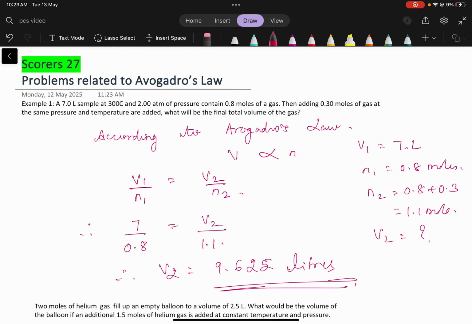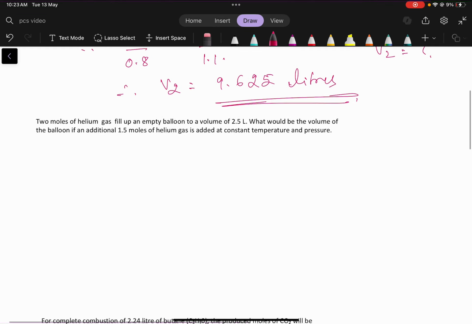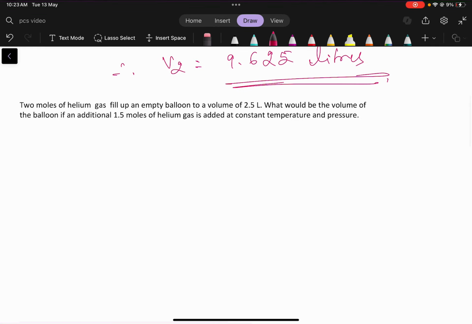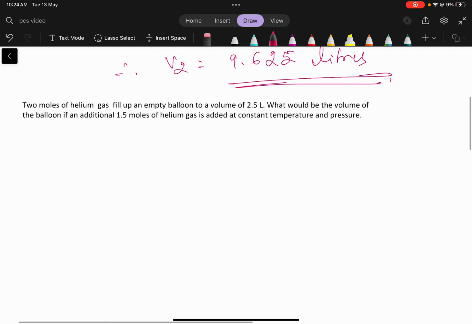And let's look at the second question. 2 moles of helium gas are filled into an empty balloon to a volume of 2.5 liters. What will be the volume of the balloon if an additional 1.5 moles of helium gas is added at constant temperature and pressure? This is again with respect to Avogadro's law. At constant temperature and pressure, volume is directly proportional to the number of moles.